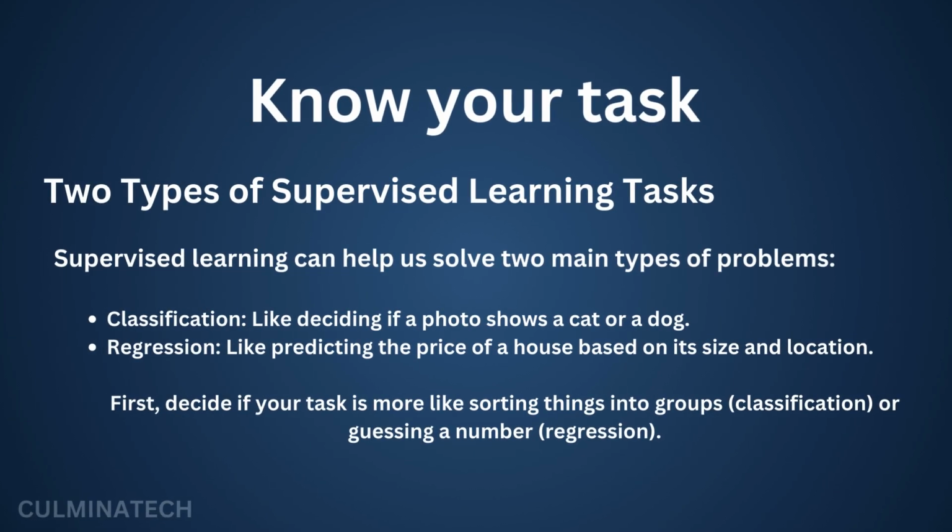So let's know our task. There are two types of supervised learning tasks. It can solve two main problems. We have classification, like deciding if a photo shows a cat or a dog, a discrete set of labels. And we have regression, like predicting the price of a house based on its size and location, continuous outputs. You need to decide if your task is more like sorting things into groups, classification, where it goes either here, here, or here: cats, dogs, fish, elephants, anything, but it should go in a specific group. Or it's like guessing a number, regression, continuous outputs.